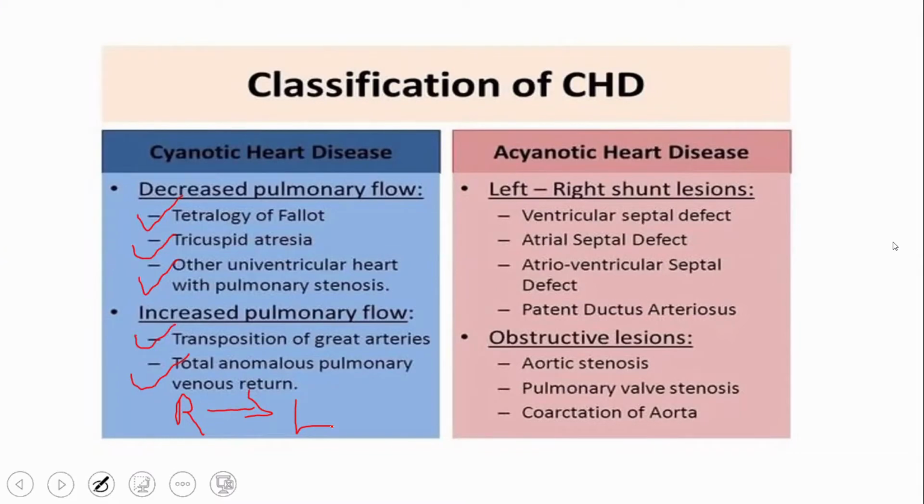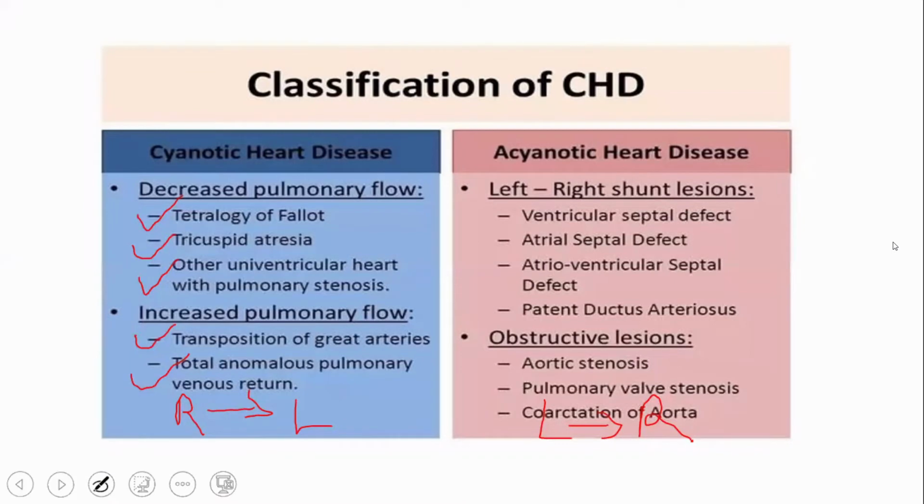Now, the basic principle of acyanotic heart disease is there is a left to right shunt. Once blood goes from left to right, what happens? When blood goes from the left side of the heart to the right side of the heart, there is increased blood flow to the lungs and so the baby will present with pulmonary edema. Examples of acyanotic heart disease include ventricular septal defect, atrial septal defect, AV septal defect, patent ductus arteriosus, aortic stenosis, pulmonary valvular stenosis, and coarctation of aorta. These are some examples of acyanotic heart disease.